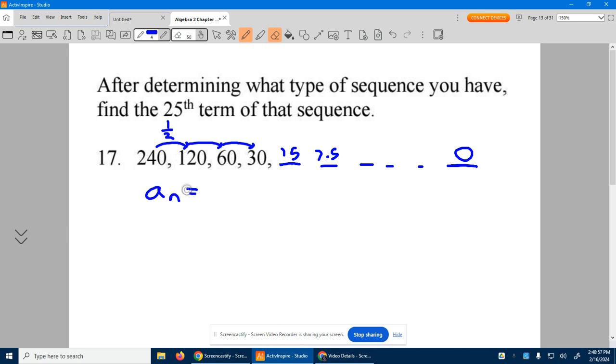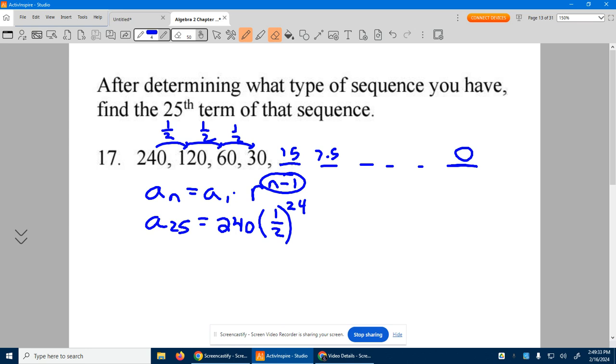Formula says, hey, a sub n, okay, so in this case, it'll be a sub 25, we want the 25th term, is equal to the first term times whatever your rate is to the n minus 1. So our first term is 240. Now notice what we're doing is we're multiplying by a half and then a half again and a half again. So our rate is a half, and we're multiplying by a bunch of times. How many times? Well, to get to the 25th spot, it's always 25 minus 1 in this case, to the 24th power. So I'm going to take the calculator and I'm going to go 240 times 1/2 raised to the 24th. Here's what I got.